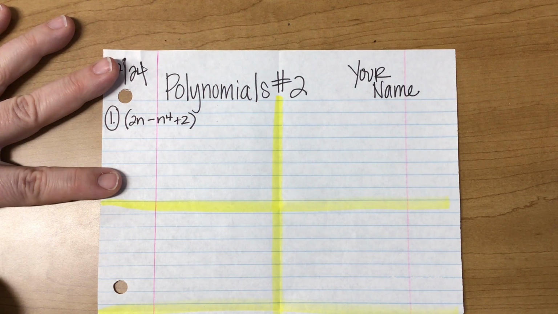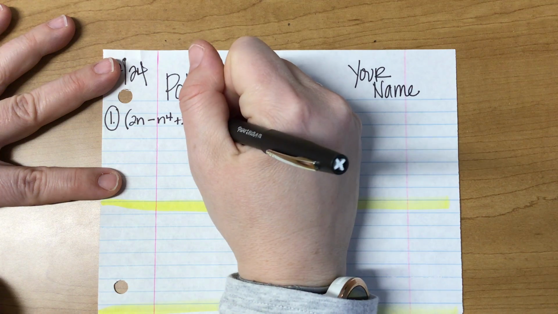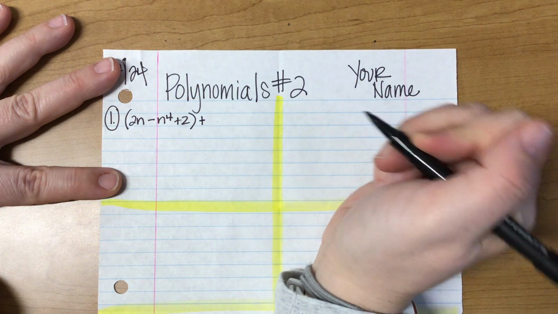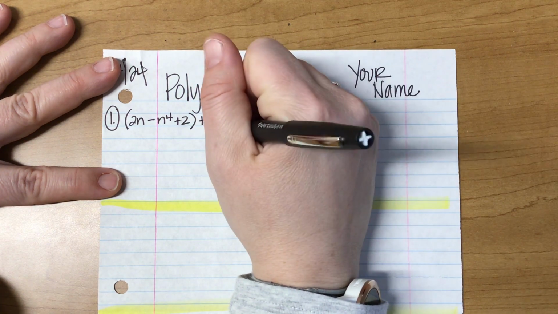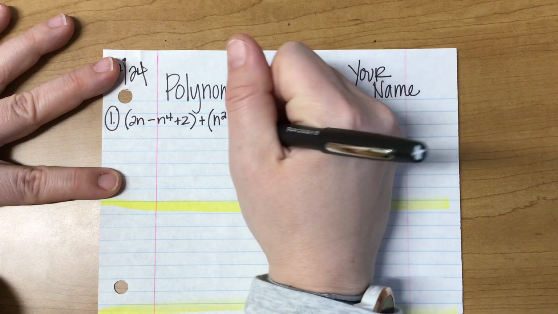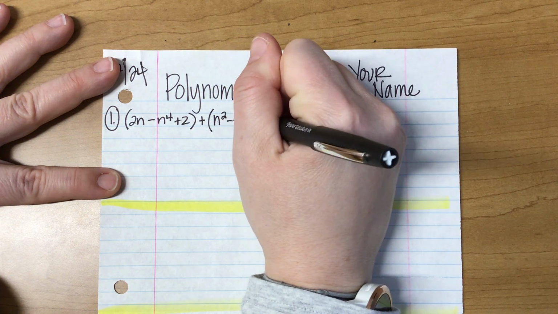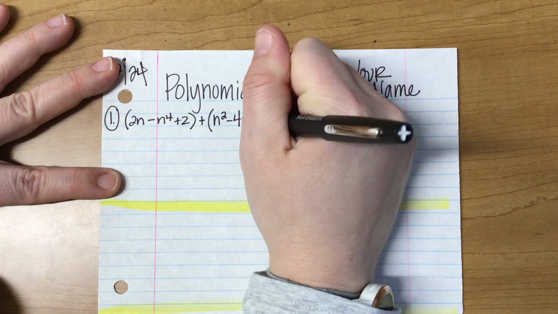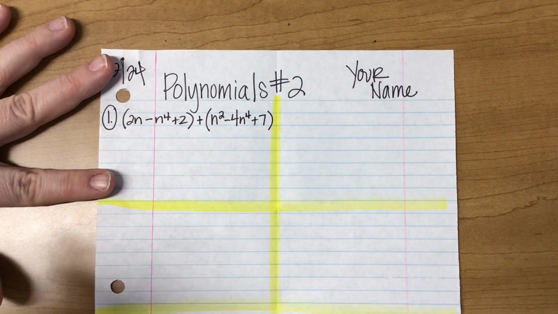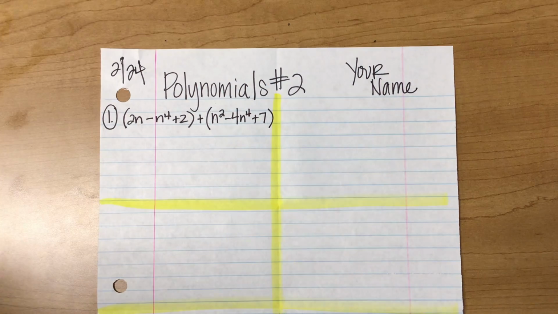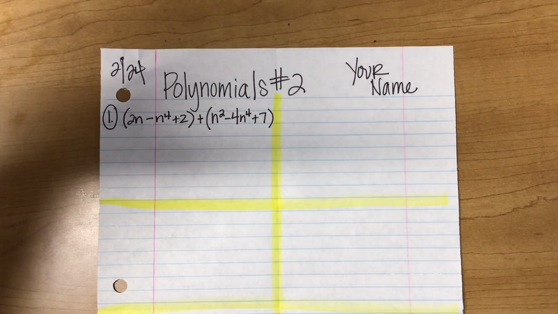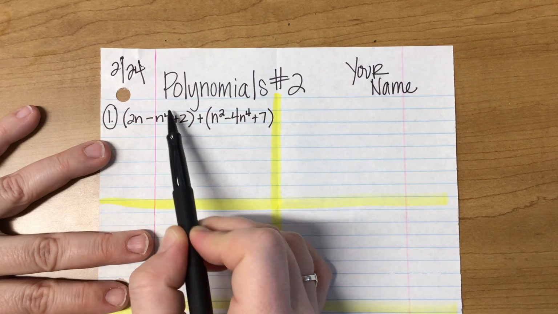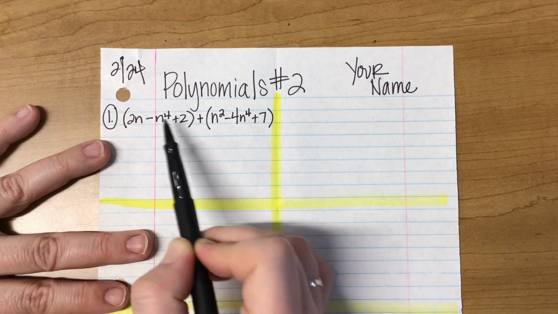And I apologize in advance. You got to kind of squeeze it together. Plus another trinomial, n squared minus 4n to the fourth plus 7. So if I was going to talk about labels again, we talked trinomials. They're 3 terms. Largest exponent is a 4, so this is quartic.